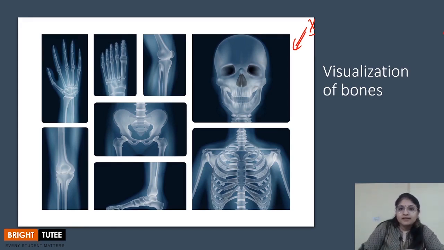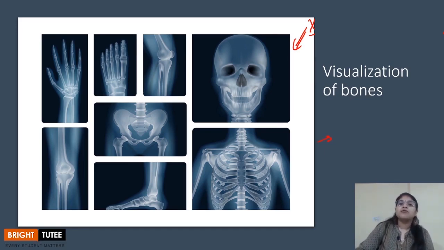So what do these X-ray images show? They show the shape and structure of bones, right? What kind of shape do the bones have? What is the structure of the bones? All of this we are able to understand with the help of these X-ray images.